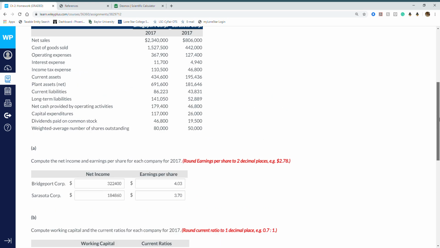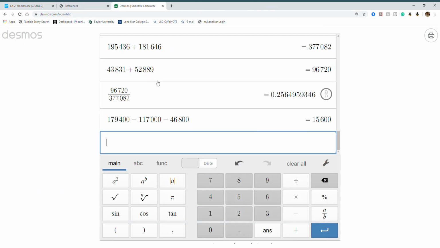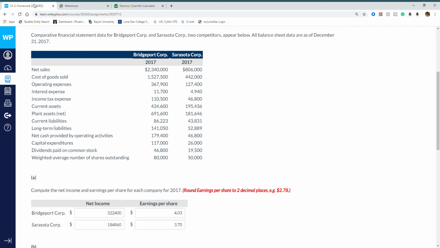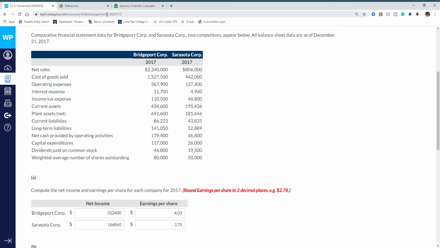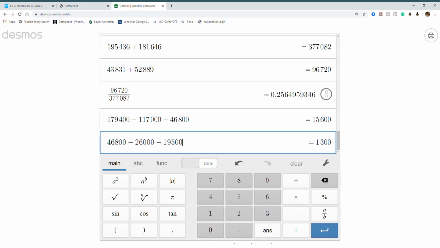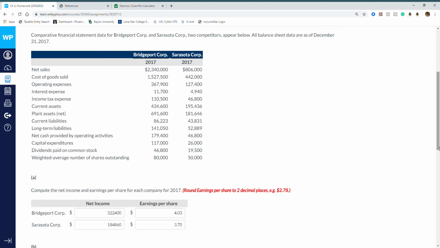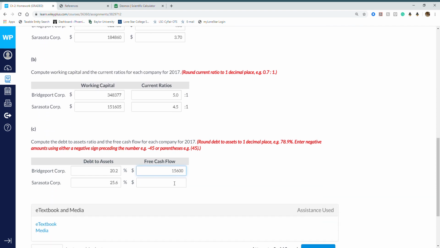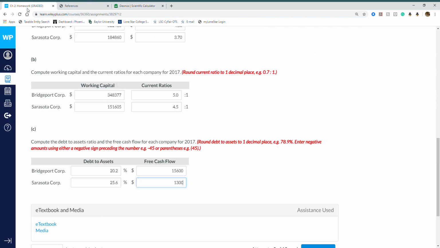And then Sarasota, it is 46,800. That's funny that they both have 46,800 in both categories. 26,000. And then 19,500. So they really only have 1,300 in free cash flows. Ooh. Not the best. Okay. So let's check. Let's make sure we did all our math correct.